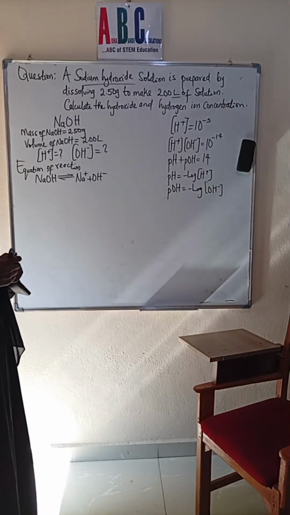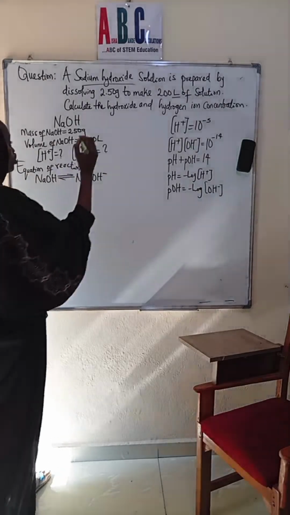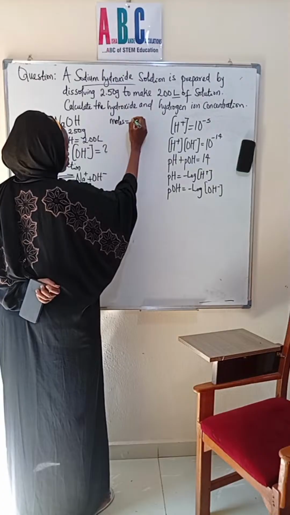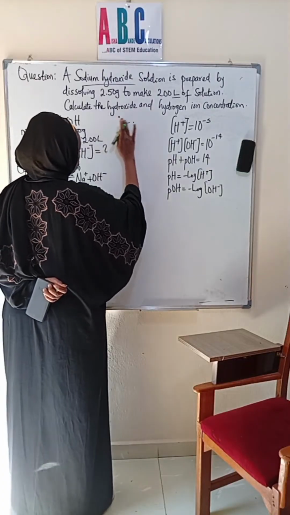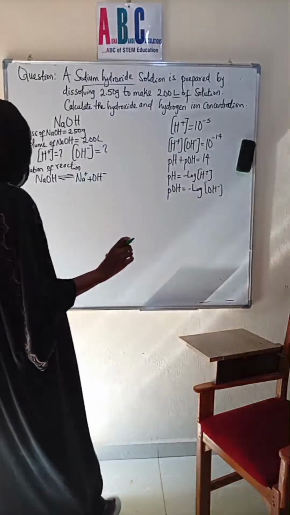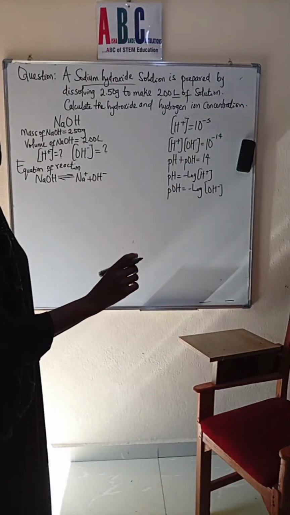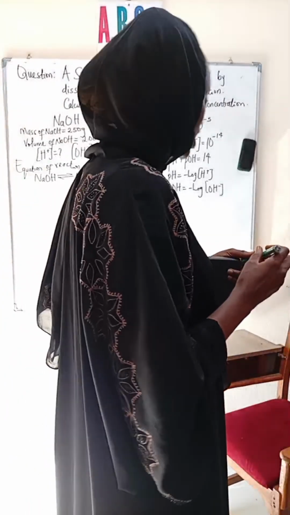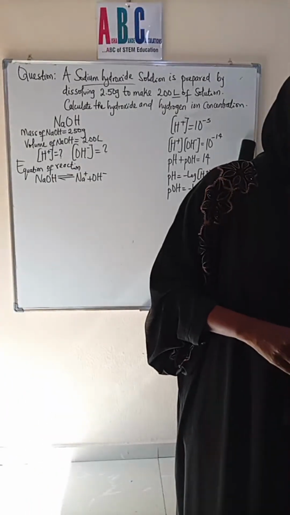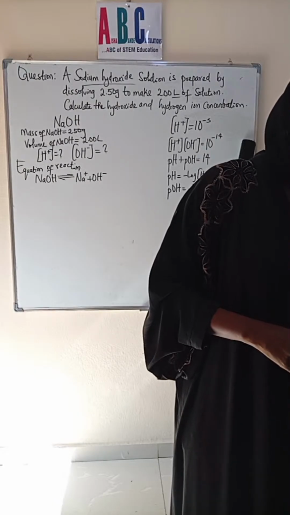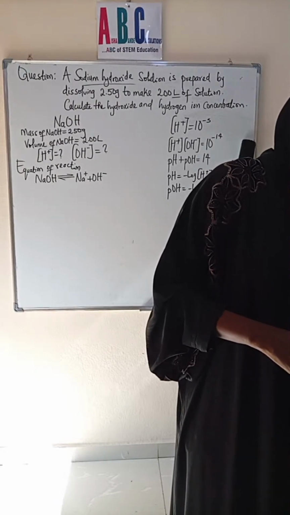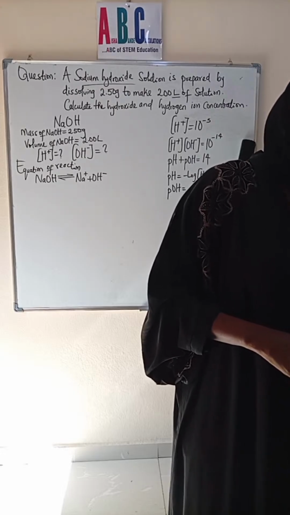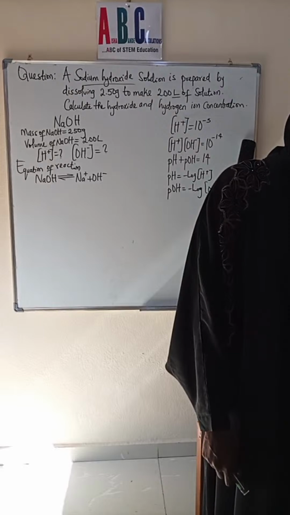So we are going to bring out some formulas. We know that number of moles is equal to what? Not that. Before then, we now have the mass and the volume given in this question. And what we are looking for is the hydrogen ion concentration.